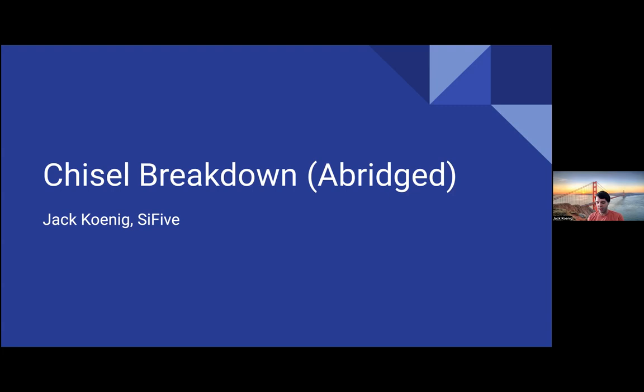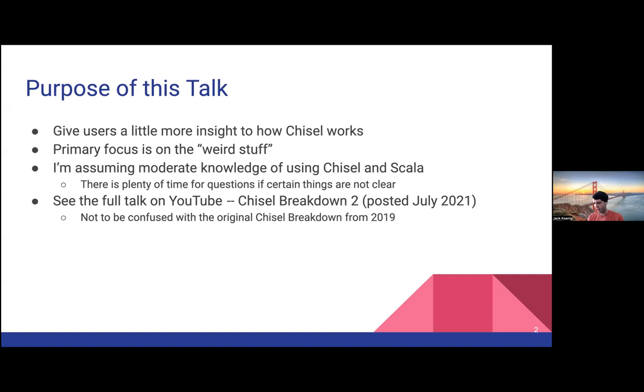This is a talk originally intended for developers, but I've abridged it a bit in a way that I think will still be useful for users. So I hope that you all get something out of this. Like I said, the purpose of this talk is to give you a little more insight into how Chisel works. There's a decent amount of documentation on the website or examples elsewhere about how things usually work. This talk is more about the weird stuff, what's really going on. I do assume a moderate knowledge of Chisel and Scala, but we have plenty of time for questions. So if there's something that's not clear, please ask. This is an abridged talk from a full talk I gave last July, and you can find it on YouTube. There's also a link in the Chisel 3 README, which I'll show you later.